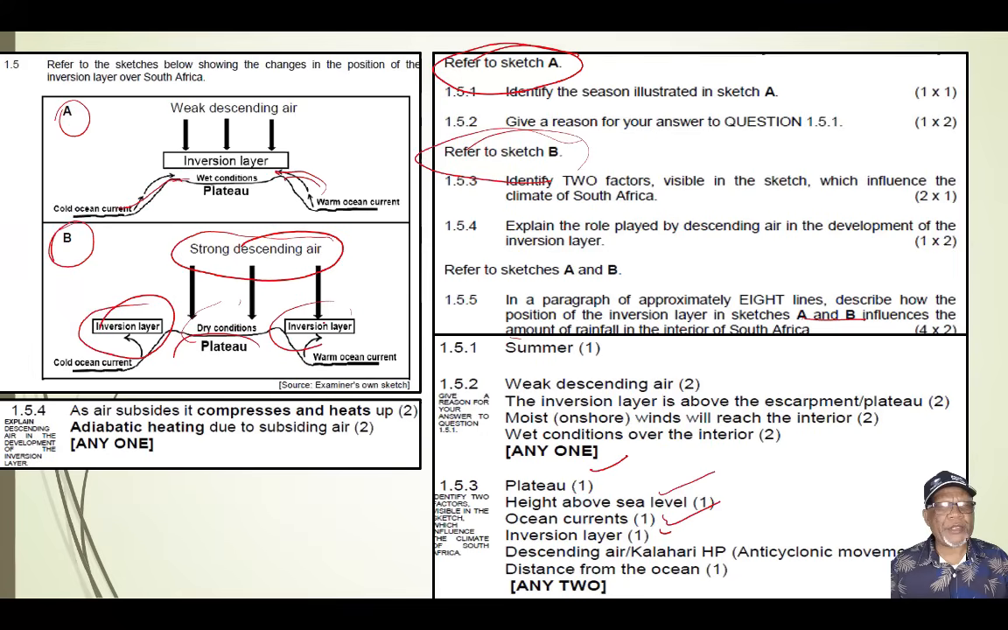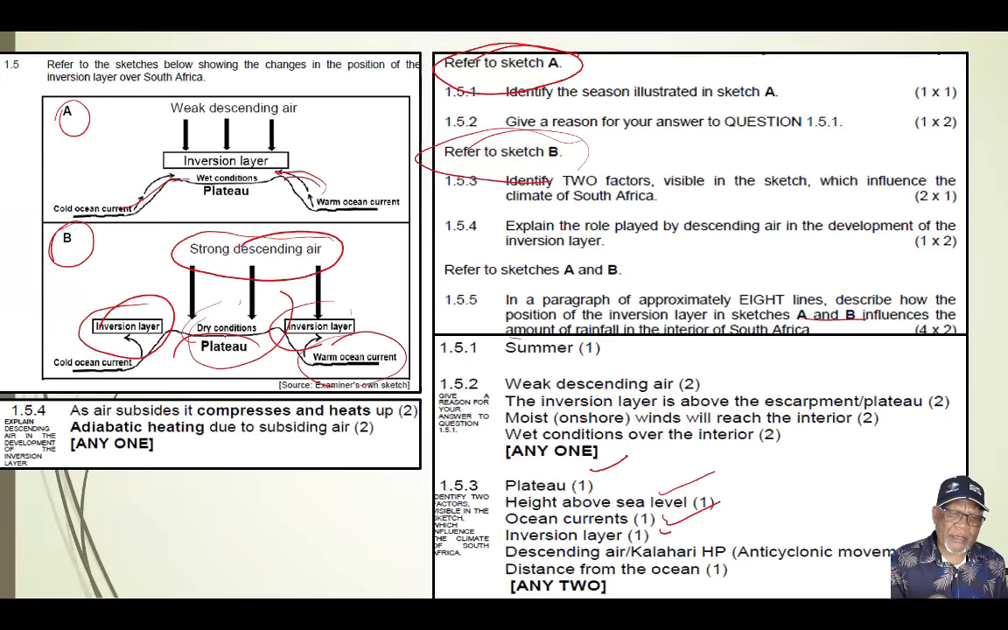And in this one, the inversion layer is below the escarpment, so it's going to limit the amount of warm air, and which limits the amount of warm and moist air. What's going to happen? The conditions are going to be dry, and with the conditions dry, there's no condensation, because the air is heating up, because the air is subsiding.